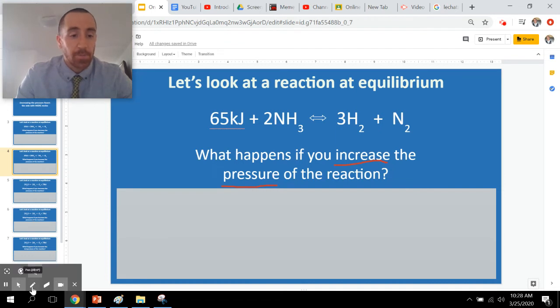I'm going to write that down here. So an increase in pressure favors the side with fewer moles. Okay? Fewer moles. So we're going to go to the side that has fewer moles. Again, it's that connection to the principle. It's the connection to the rule that you have to make first.